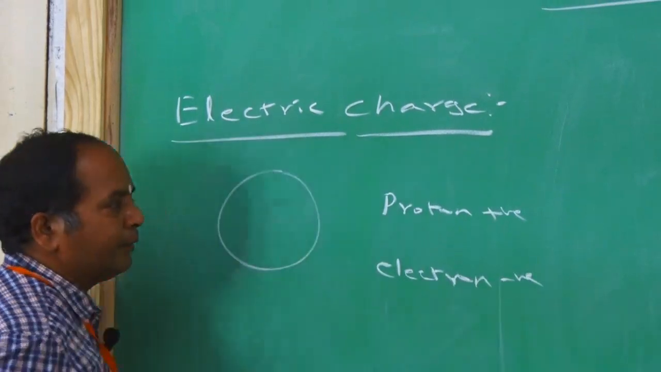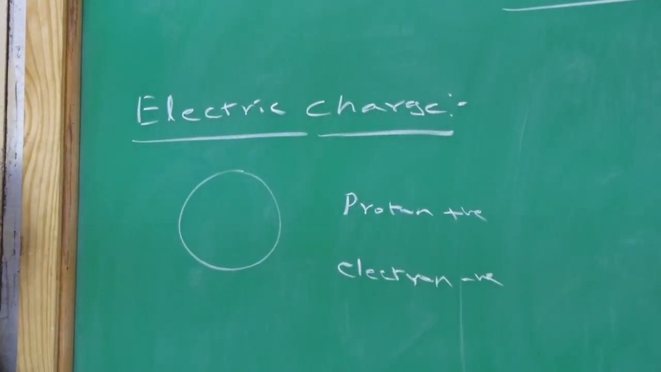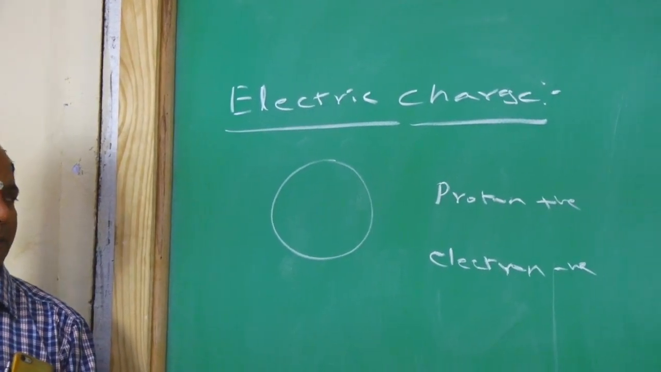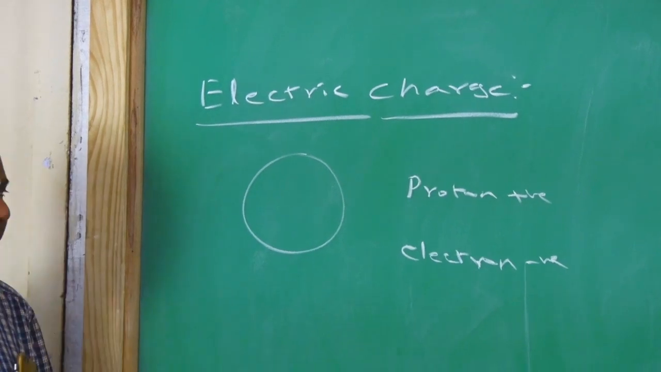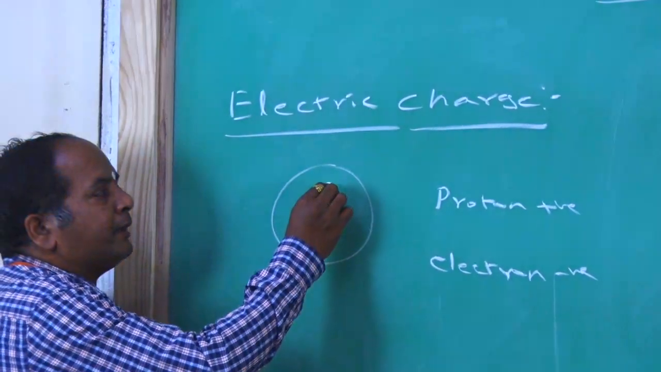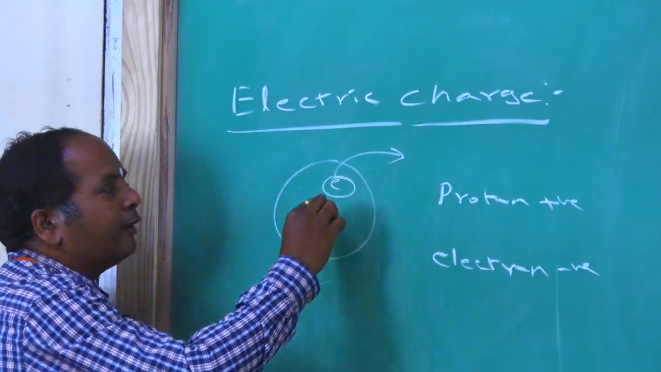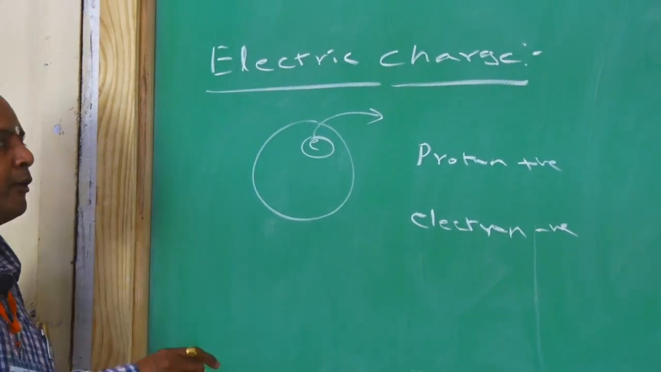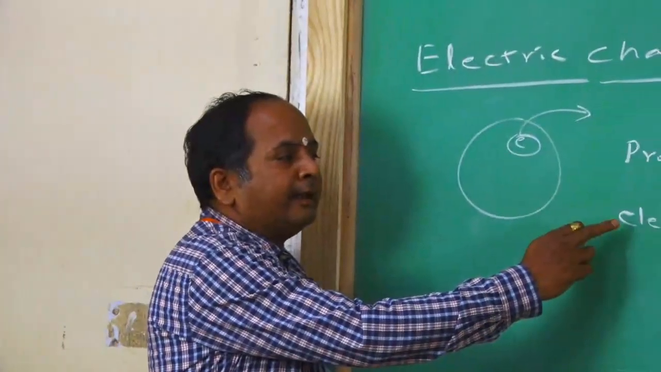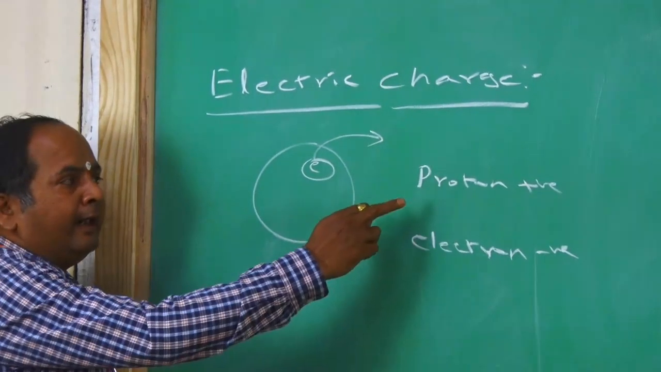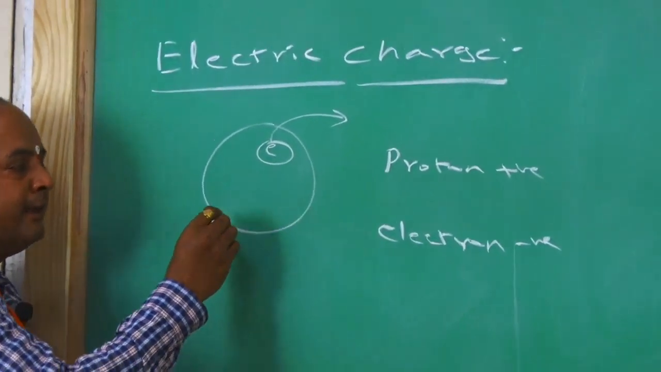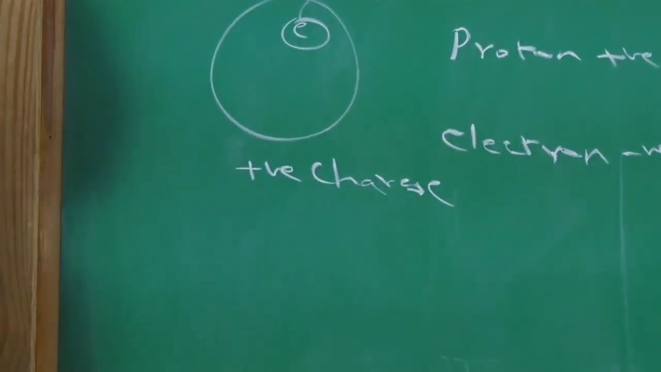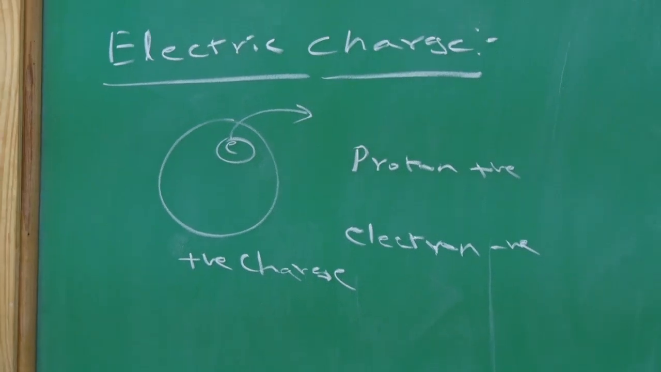So the number of protons and the number of electrons are equal. It means the total positive charge equals the total negative charge, so the net charge will be 0. Suppose some electrons are lost by the body, then automatically the net electron charge will be less and the proton charge remains as it is. That's why the body is said to be positively charged.